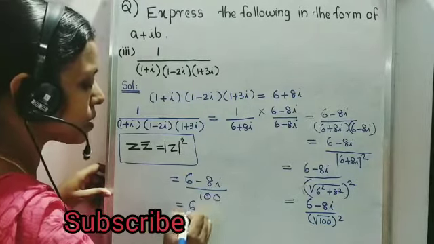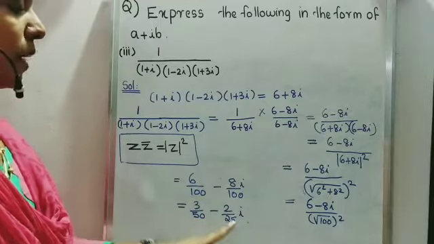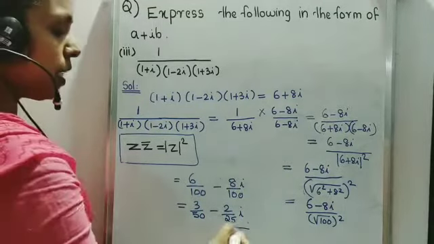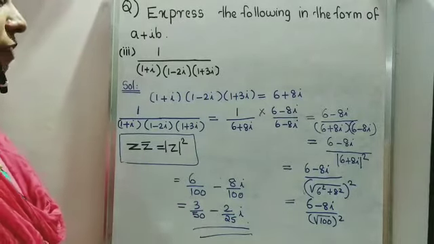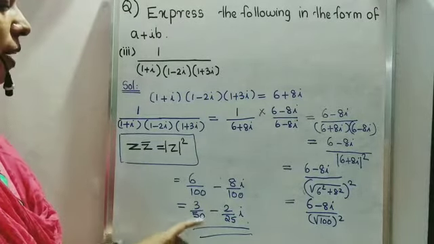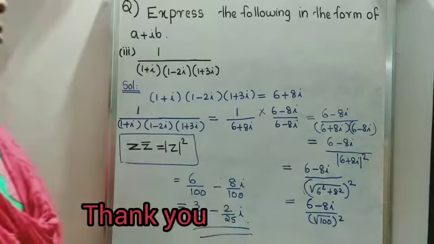That is equal to 6 by 100 minus 8i by 100. In 6 by 100, we can cancel with 2, we get 3 by 50, minus, cancel with 4, we get 2 by 25 i. This is the required answer: 3 by 50 minus 2 by 25 i. Here the real part is 3 by 50 and the imaginary part is negative 2 by 25. Clear?